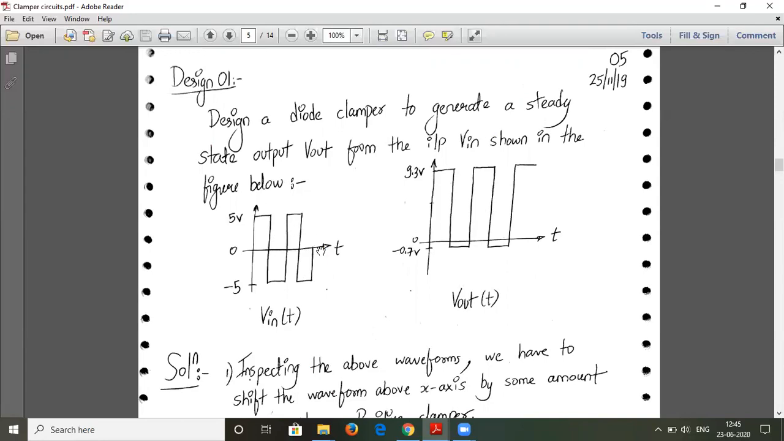The DC level of this waveform over here is around zero. This DC level will be shifted up or below depending upon the components inside the circuitry. So this is what a clamper circuit will do. It has a lot of interesting applications. Let us directly build up the clamper circuit first.